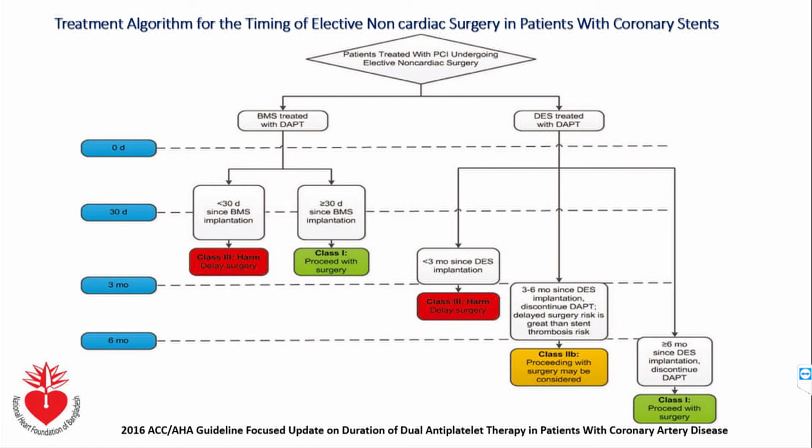And you can go for surgery after 1 month of a drug-eluting stent. This result is going to be published, and it shows that it was non-inferior to the present schedule which I have mentioned in this study.